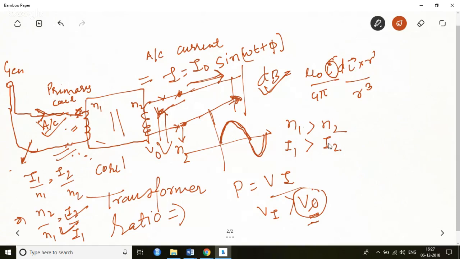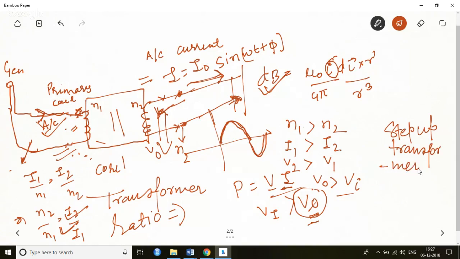If I1 is greater than I2, as V and I have an anti-proportional relationship, V2 will be greater than V1. It means that the output voltage will be greater than the input voltage. As the output voltage is greater than the input voltage, this is called a step up transformer. So this is the principle of transformer.